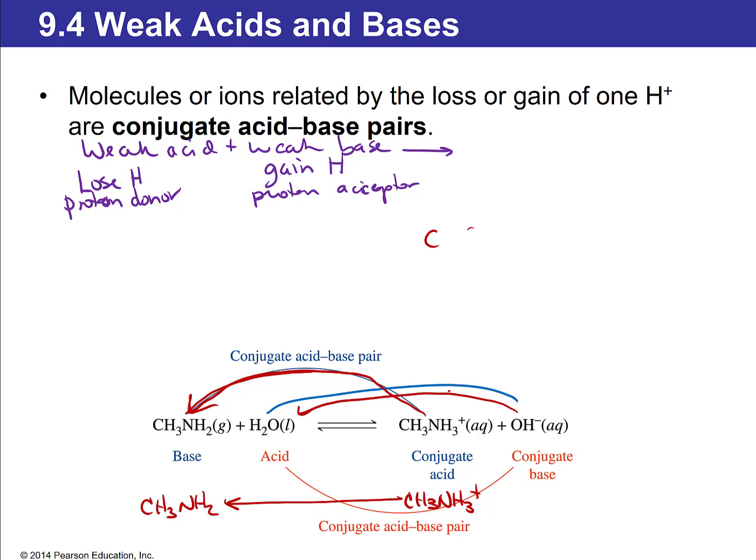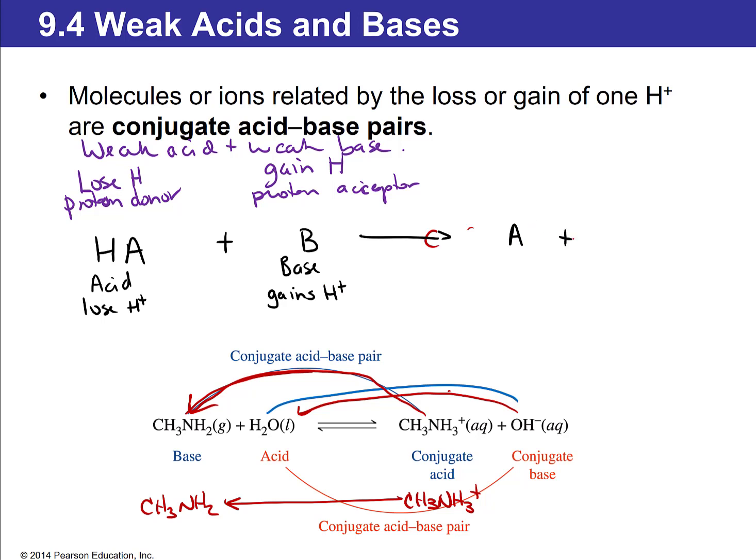So if I have HA plus B, in this reaction, if this is my acid, it is going to lose the hydrogen ion. If this is my base, it's going to pick it up. So my product will be A and HB. There's the swapping. So the hydrogen just got swapped from one to the other one.